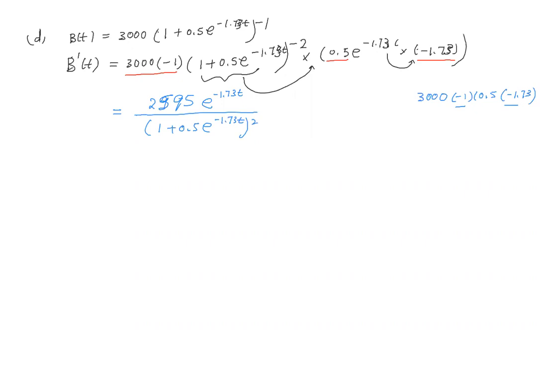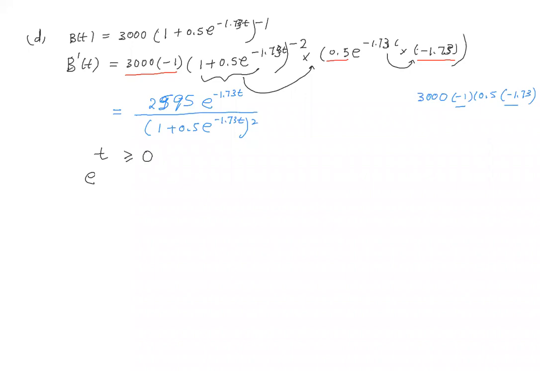That the population is increasing over time. So I have to show that B prime t is always positive. Am I right? So how should I start? Yeah, t more than or equals to 0. Yes, you should start like that. For this case, t more than or equal to 0.